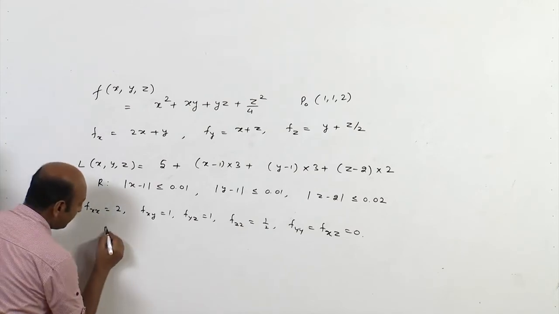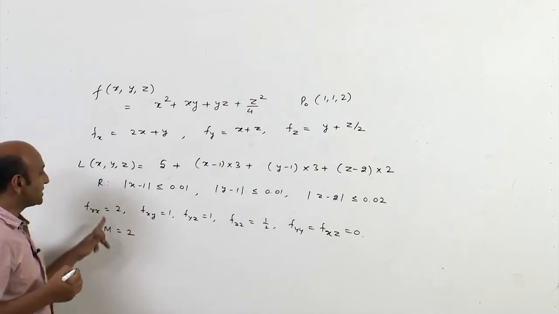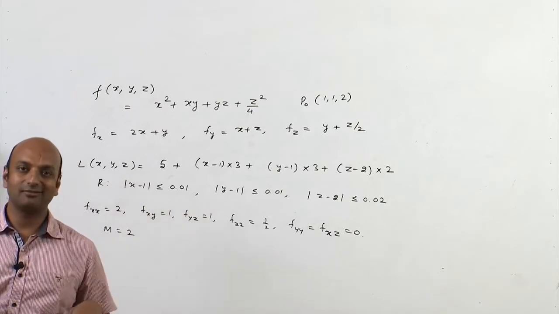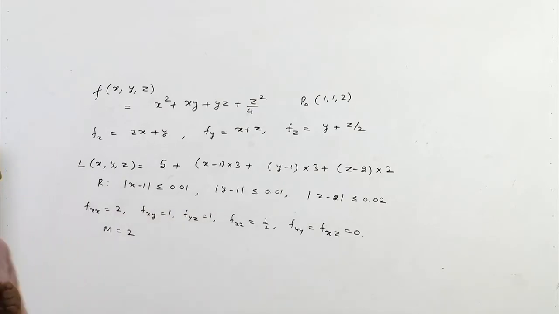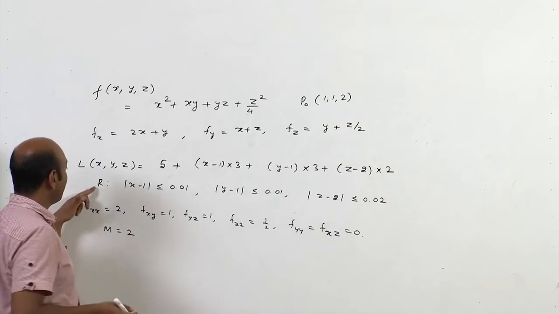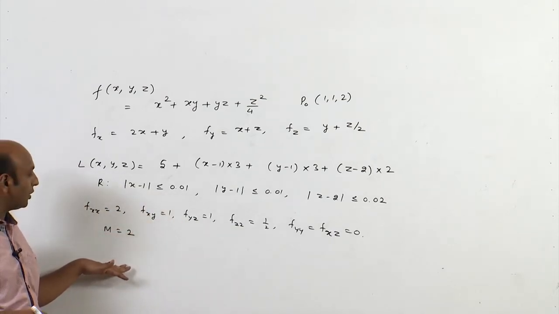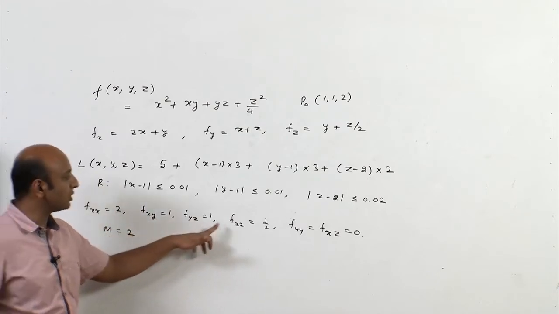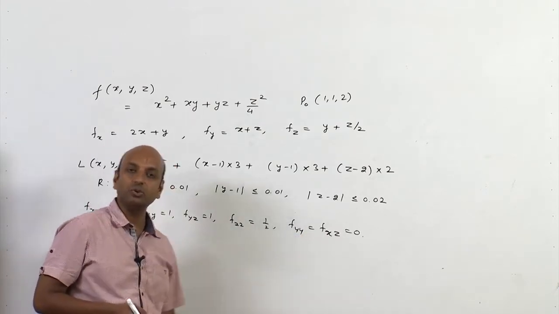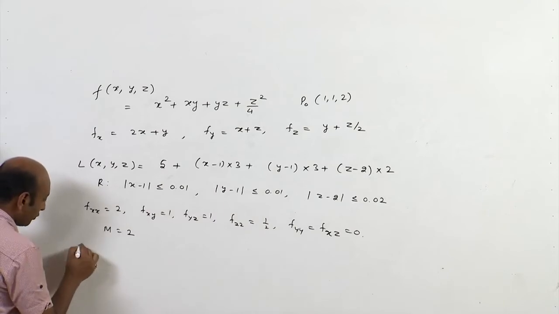So, M will be 2 because it is free from x, y and z. So, it is constant. Over this region or over any other region the maximum value will remain the same. Maximum of mod of this, mod of this, and mod of all these, that is 2. So, what is the bound of the error?